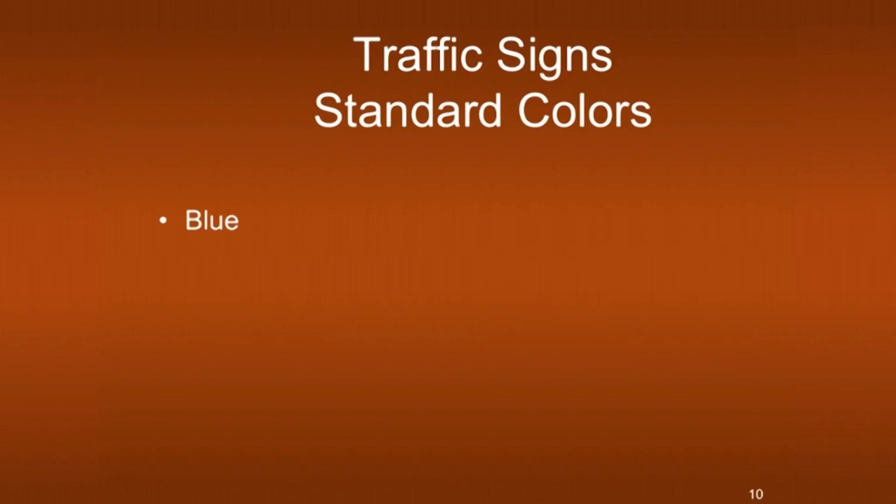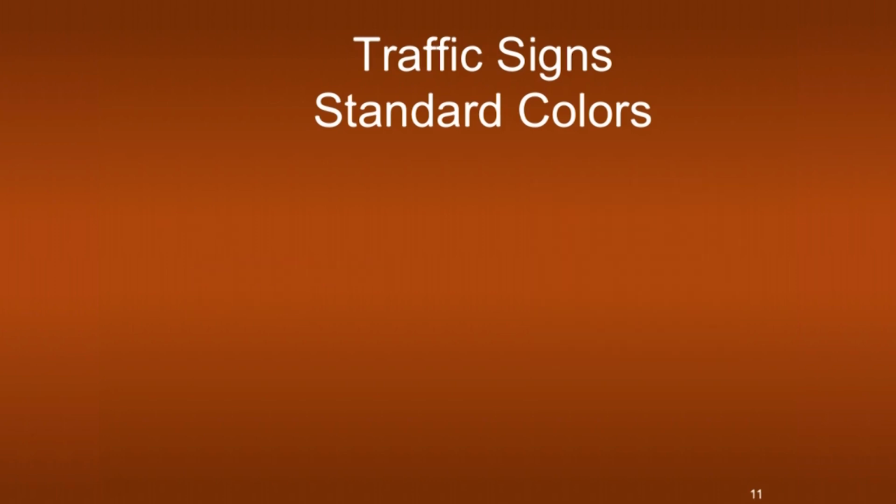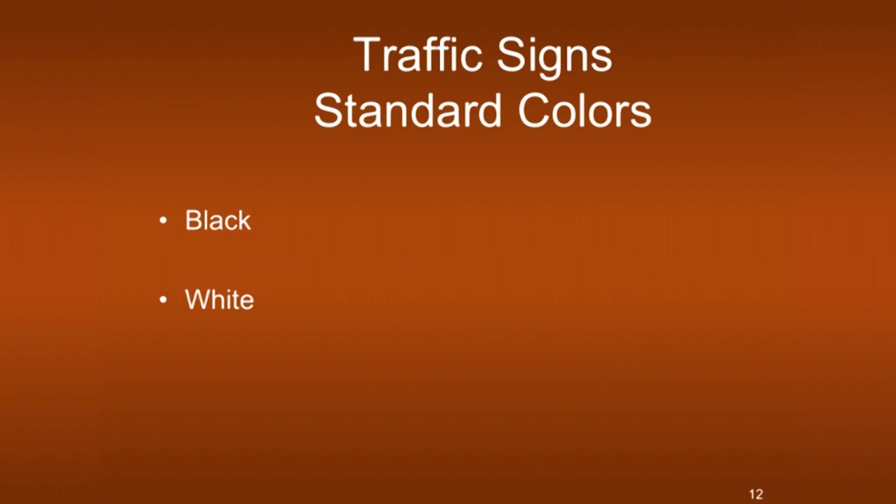Blue is motorist service guidance. Most standard one would be an evacuation route. Yellow is general warning. Very common sign, and it's always going to be associated with a diamond shape. We'll talk about shapes in a bit, but again, the warning signs are going to be yellow. Yellow is indicative of general warning.